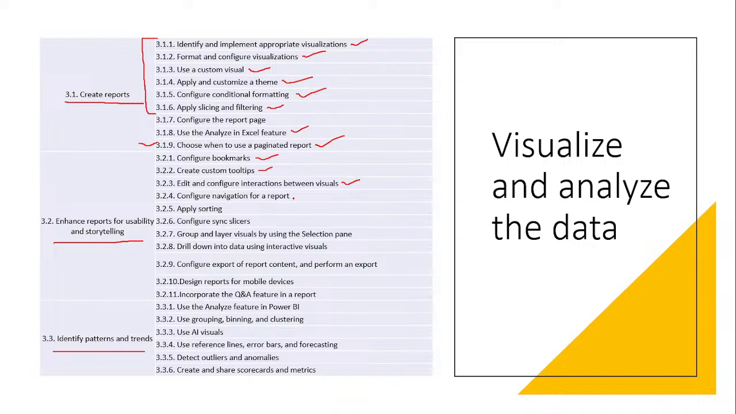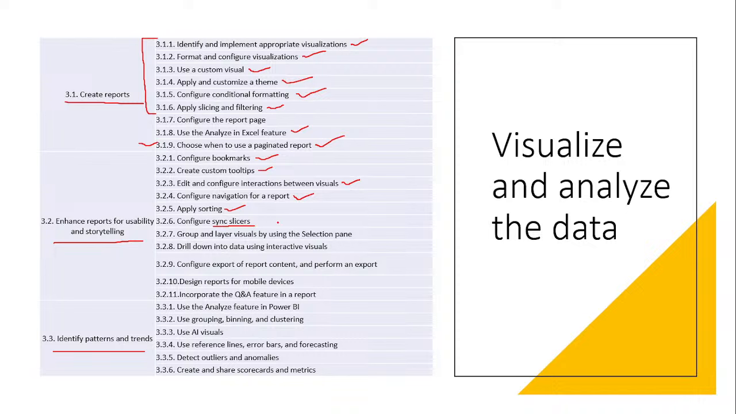Configure navigation for a navigator for a report. So how you need to navigate from one page, one point to another. We need to understand that one from the navigators available in Power BI. Sorting, ascending and descending order sorting, how to automate sorting and how particular sortings can be implemented. Then synchronize your slicers. How you can synchronize your slicers in Power BI.